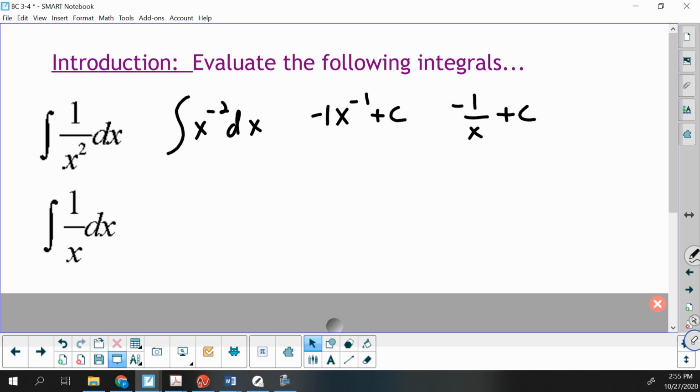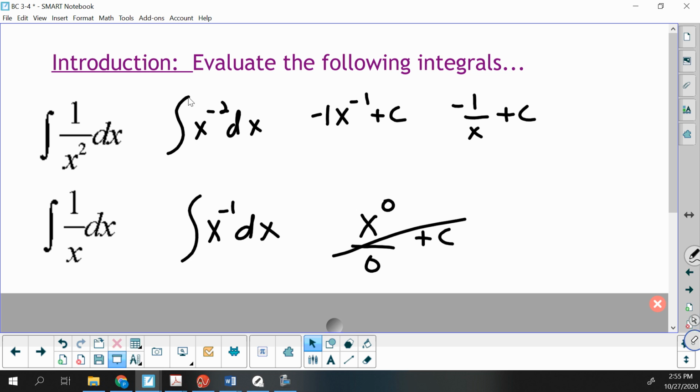Well, let's try this one. We'll have the integral of x to the negative 1 dx. If we follow our power rule, we'll have x to the 0 over 0 plus c. So that doesn't work out. That gives us something undefined, so that can't be it. So we've got 1 over x.